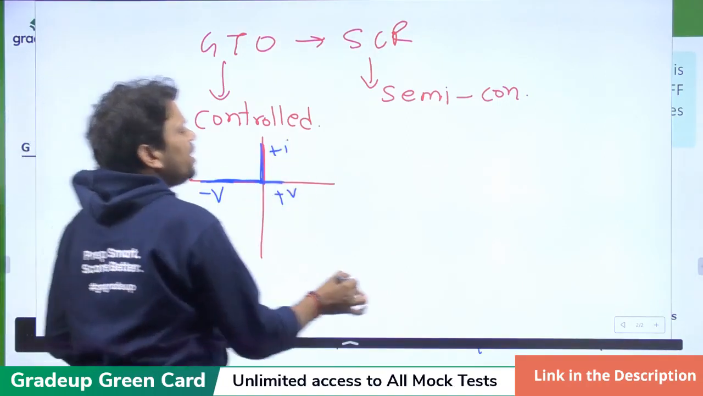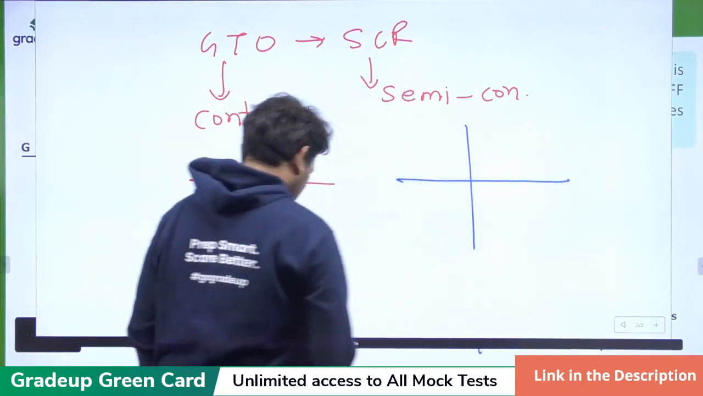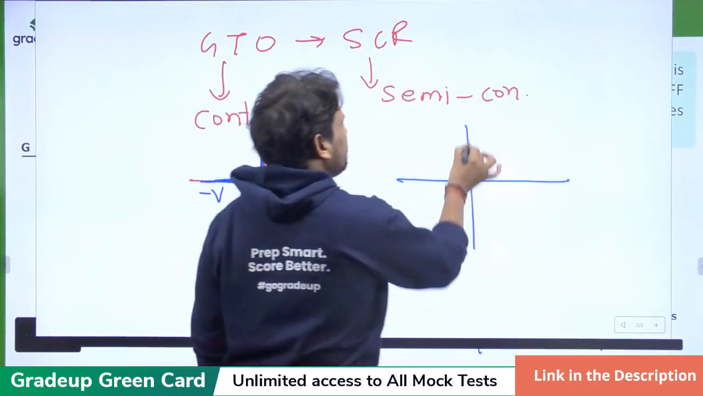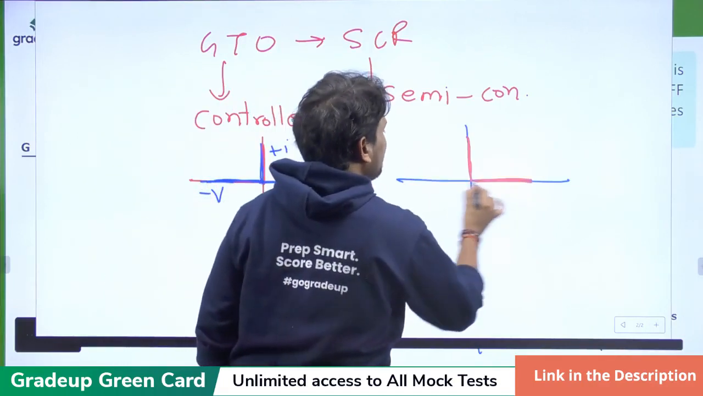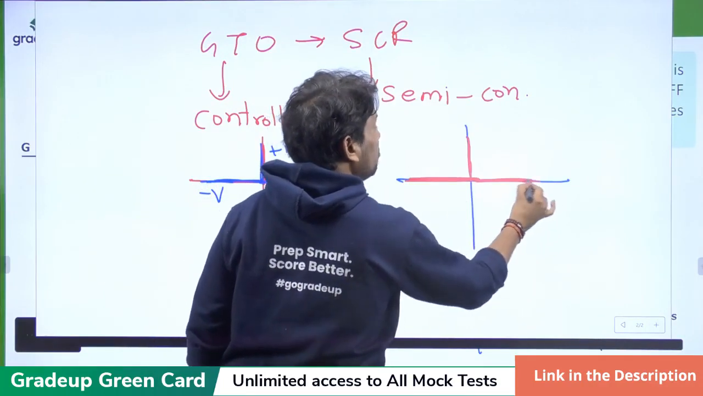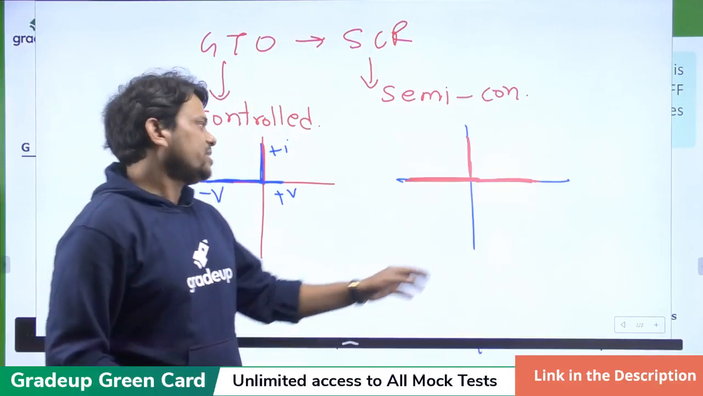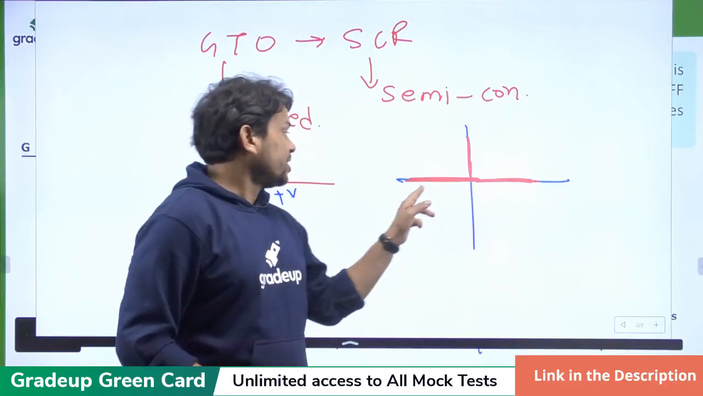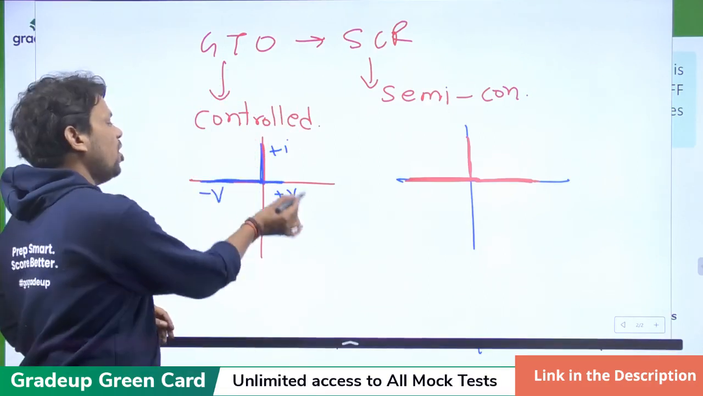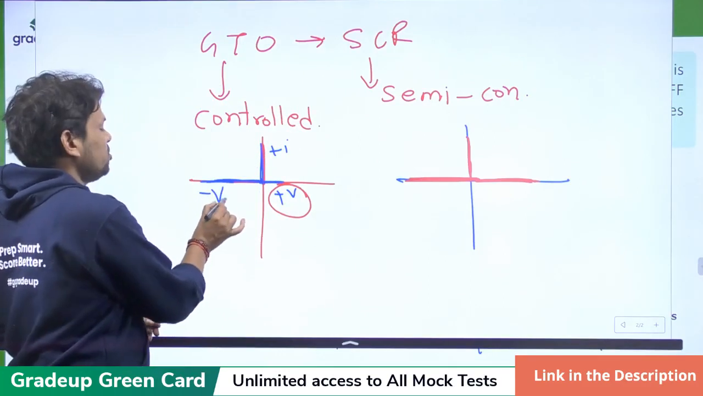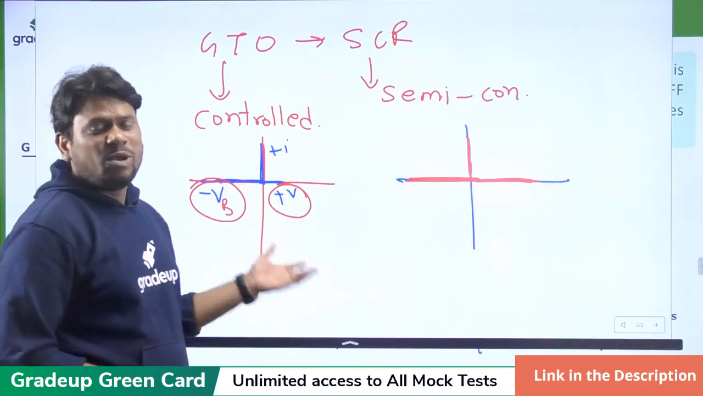Okay, and my dear friend, for SCR, the VI characteristic will be positive current similar to GTO. Positive voltage and negative voltage are almost equal. So in SCR, forward blocking voltage and reverse blocking voltage will be equal, whereas in GTO, the positive voltage in comparison to reverse blocking voltage will be very low.